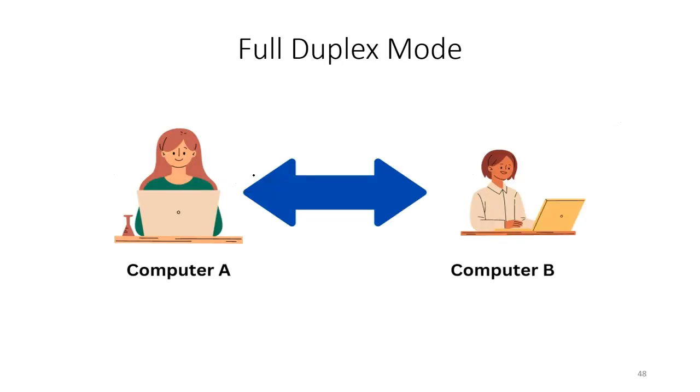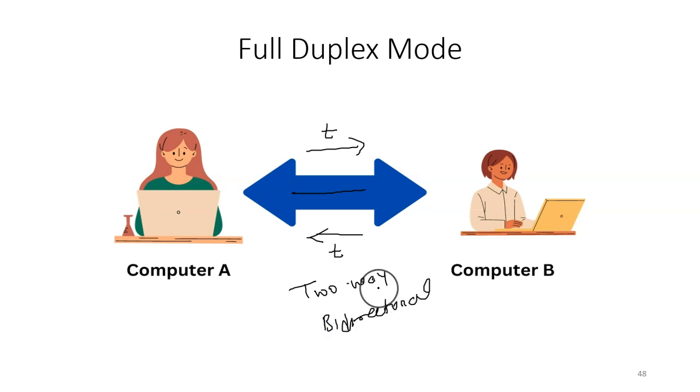This is a diagram of full duplex mode where computer A can transmit data to computer B at any time and computer B can transmit data to A at any time, or there is a simultaneous transmission of data from A to B and from B to A, either by dividing this channel or there is a separate channel for sending and receiving. Means flow of data is there between computer A and computer B in two-way communication, which is also referred to as bidirectional communication at any time.